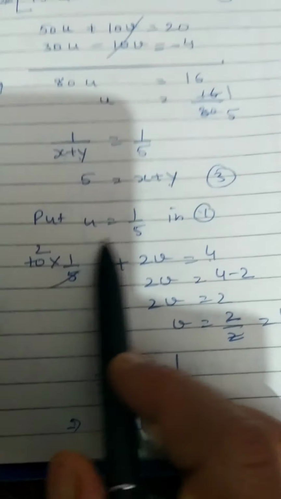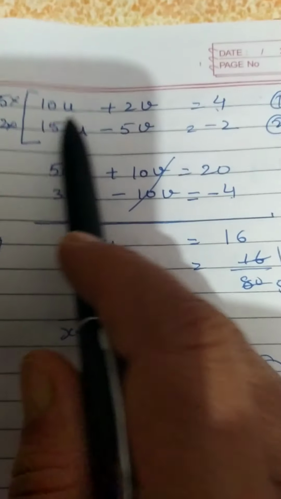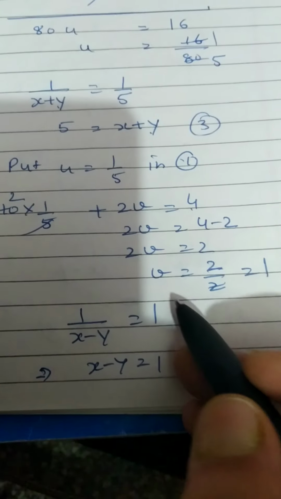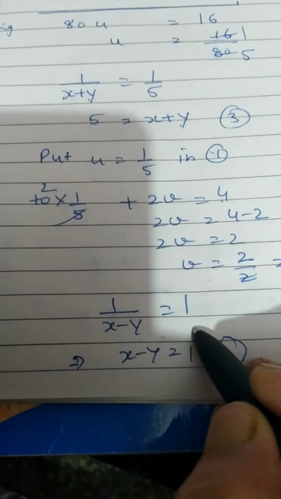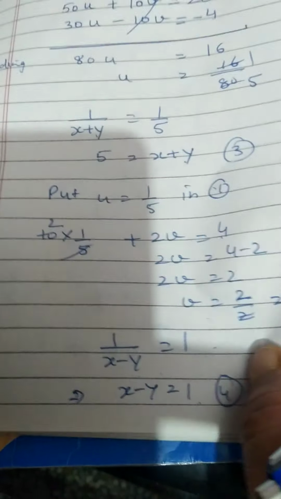Now put the value of u, 1 by 5, in equation number 1. Equation number 1 was 10u plus 2v is equal to 4. We are putting the value of u and we get the value of v from here, it is 1. Then we get 1 upon x minus y is equal to 1, and by cross multiplying x minus y is equal to 1.